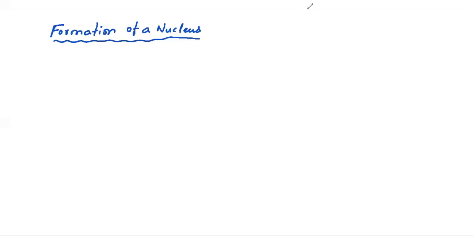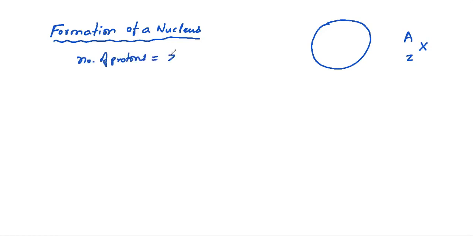So we are going to talk about the formation of a nucleus. So let us talk about nucleus. Now, all of us know that if we have a nucleus, let us say X, whose atomic number is Z and mass number is A, then the number of protons which are present is Z, and the number of neutrons present here is A minus Z. This is the number of protons and number of neutrons. So a nucleus basically consists of this.